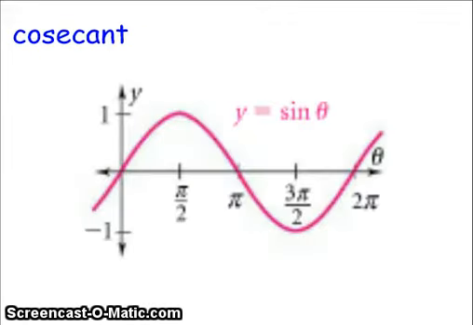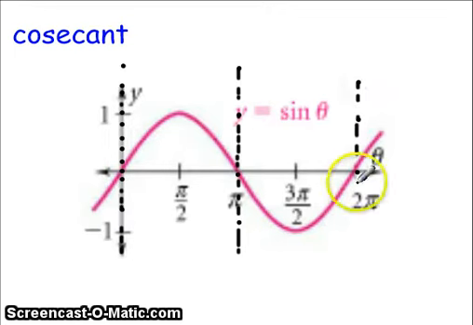So if we start with cosecant, which is the reciprocal of sine, if we start with the normal sine curve, any zeros become asymptotes. There's a 0 here, so we're going to have an asymptote here. This is a 0, so we're going to have an asymptote here. And this is 0, so we have an asymptote here.